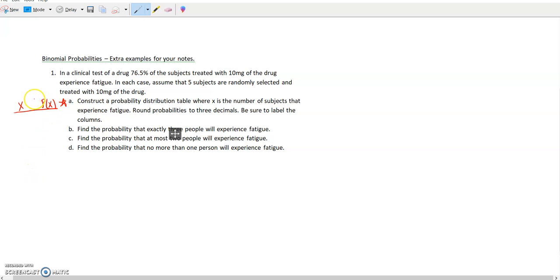We did tables like this before we left for break. The X column is the number of successes, and since we are doing groups of 5 subjects, out of those 5 subjects we could have 0 people experience fatigue, 1 person, 2 people, 3 people, 4 people, up to 5 people. So this goes up to 5 because we're only testing groups of 5 subjects. This is saying, out of a group of 5, how many experience fatigue? Now the part that we need are the probabilities, and that's where our calculator comes in.